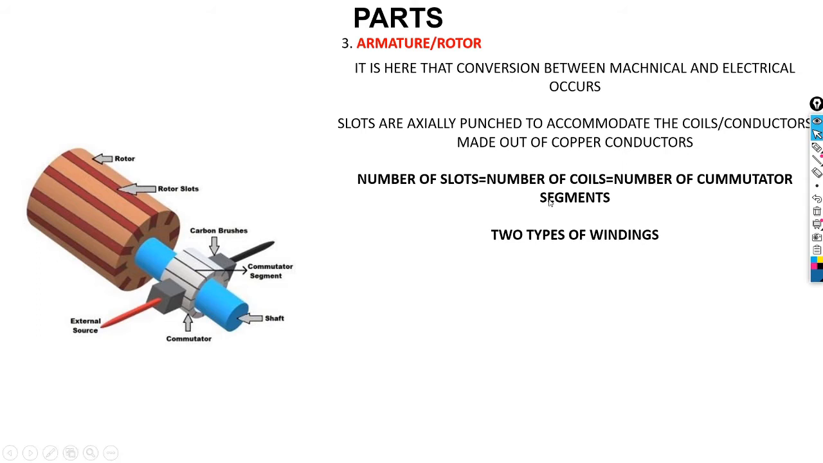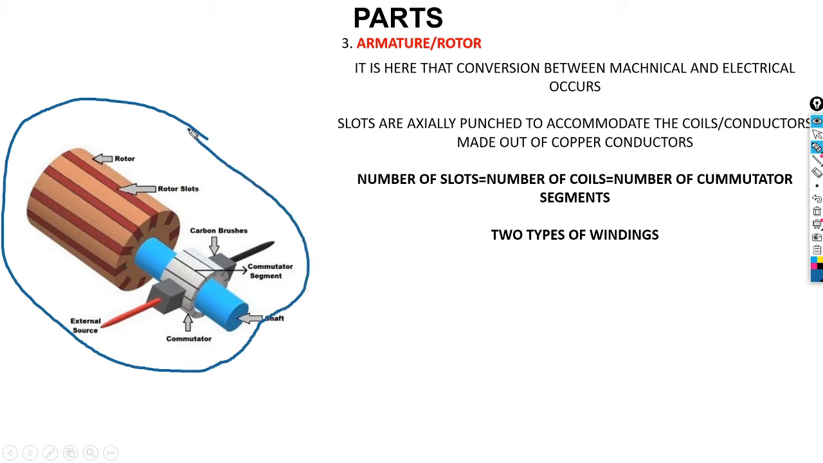And therefore we're going to have a look at the armature, which is the third part of our machine. This is our armature. All of these components on the armature are part of our armature, and we call it a rotor because it's the rotating part. So all of these components on our armature make up our rotor. It's here that conversion between mechanical and electrical force occurs. So the conversion from mechanical to electrical occurs there.